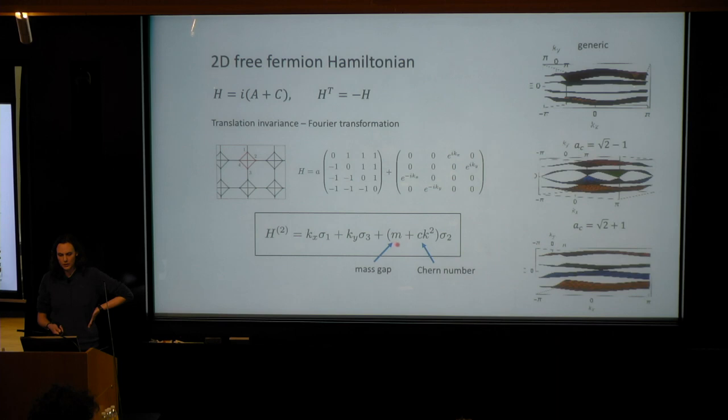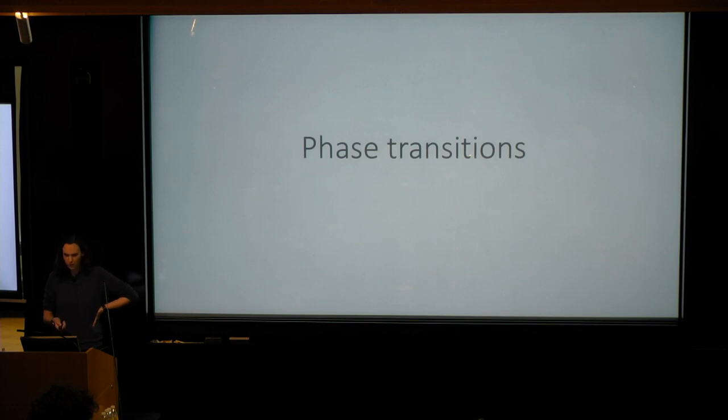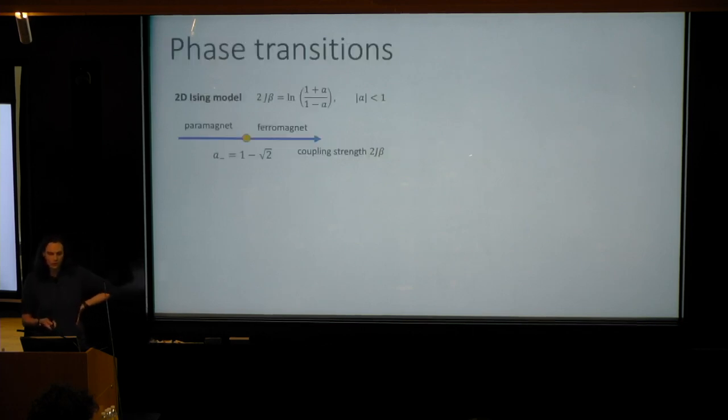And essentially, you just find a usual Haldane Chern insulator, determined by a mass gap and a Chern number, which you can calculate from this single parameter A in the matchgate tensors. Okay, so now let me come to the last part of this talk, where I briefly talk about the phase transitions that we deduce from having established this equivalence.